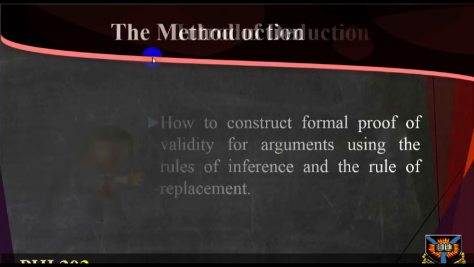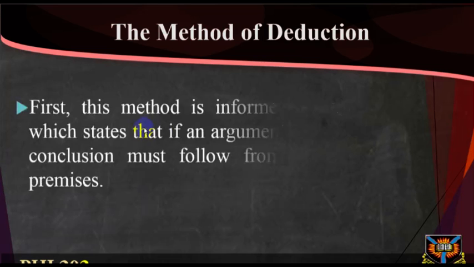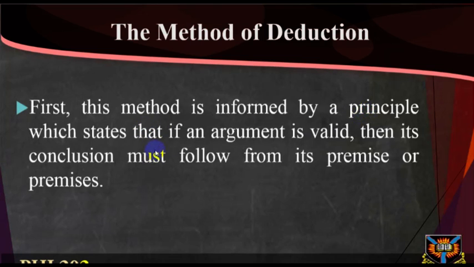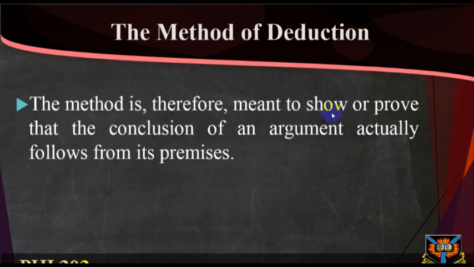The method of deduction. The method of deduction as a technique for analyzing arguments is different from the truth table method in some significant ways. First, this method is informed by a principle which states that if an argument is valid, then its conclusion must follow from its premise or premises. The method is, therefore, meant to show or prove that the conclusion of an argument actually follows from its premises.